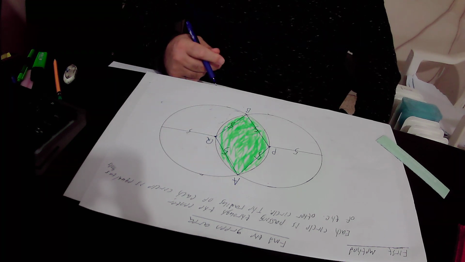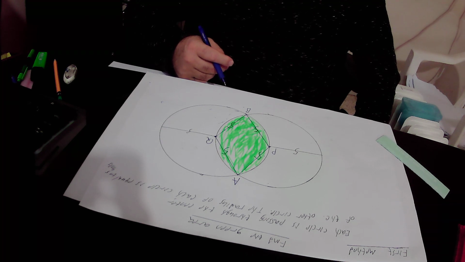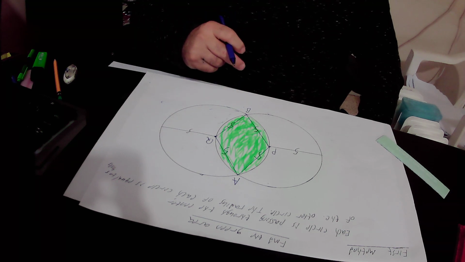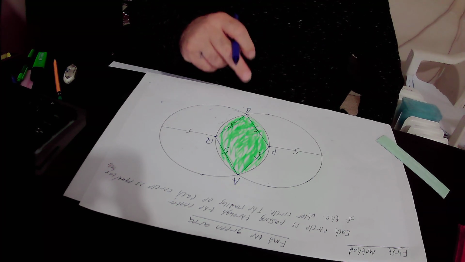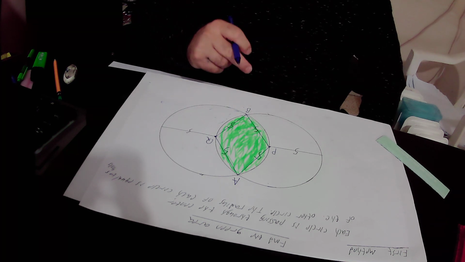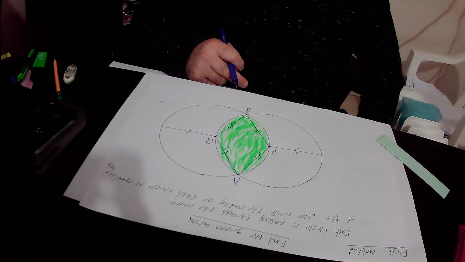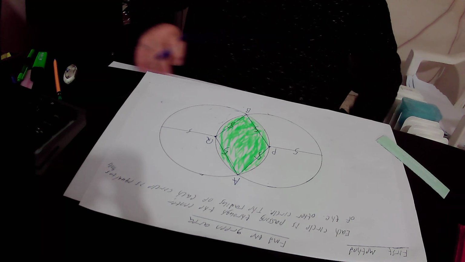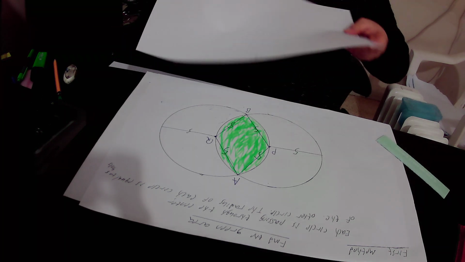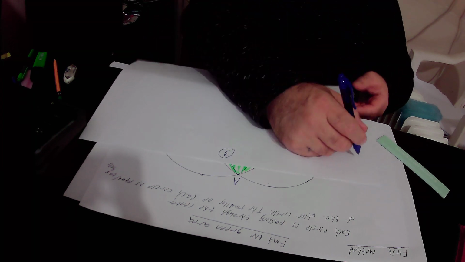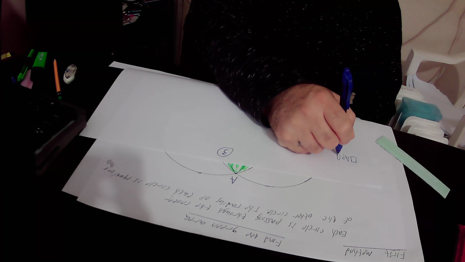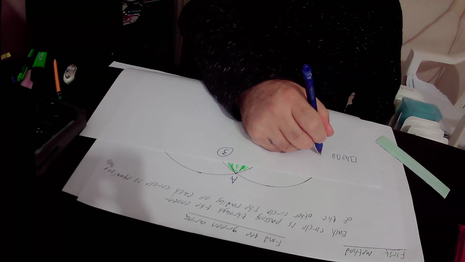So here we have quadrilateral APBQ. In quadrilateral APBQ, all of its sides are equal to each other. All of its sides are equal to 5 units. Therefore, quadrilateral APBQ is a rhombus. So I'll write it down. Quadrilateral APBQ is a rhombus.